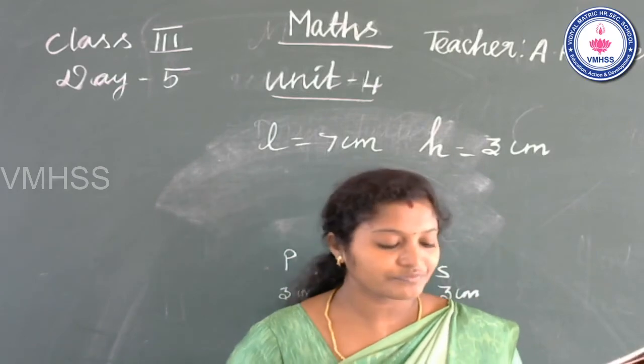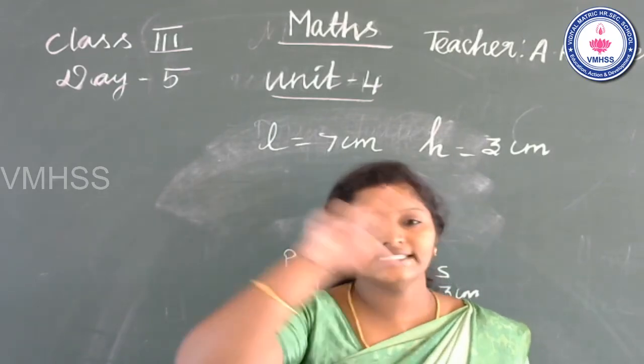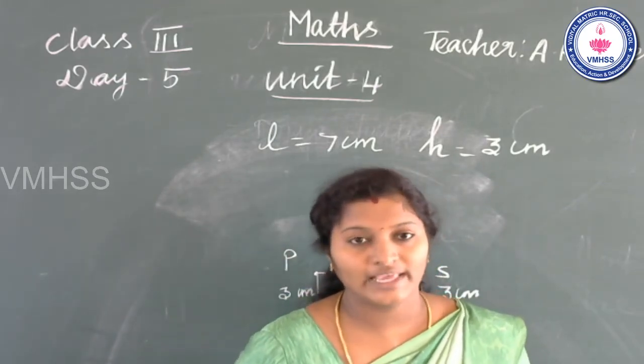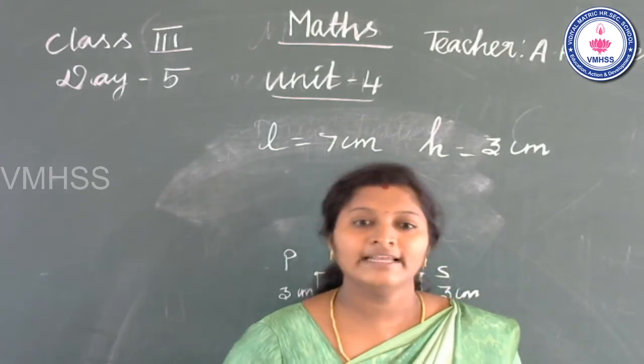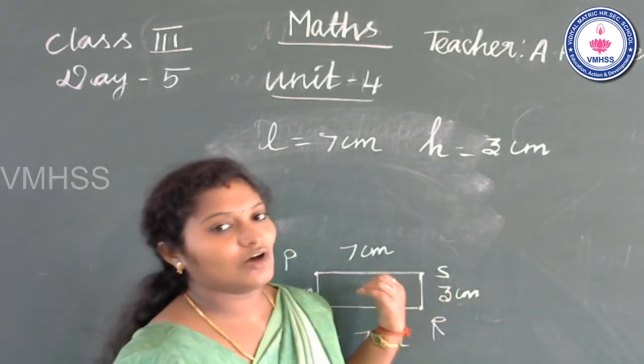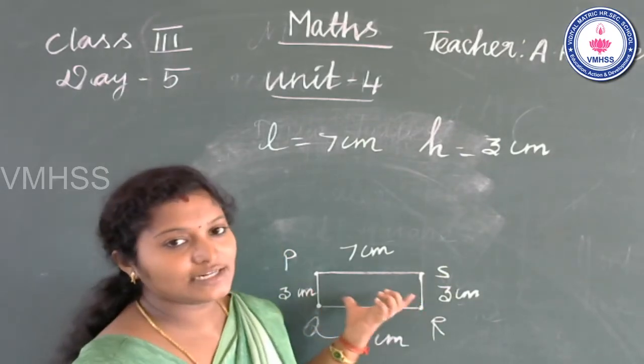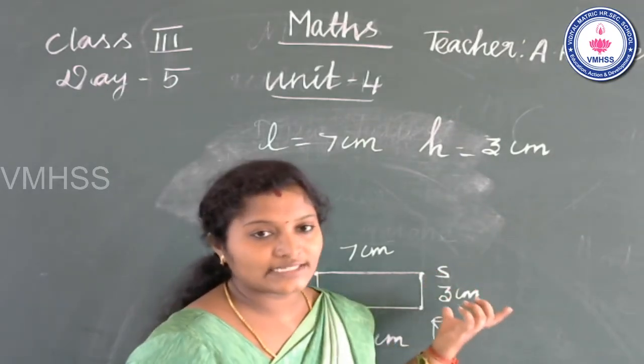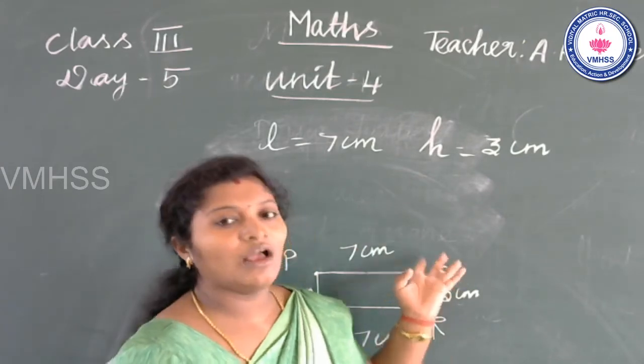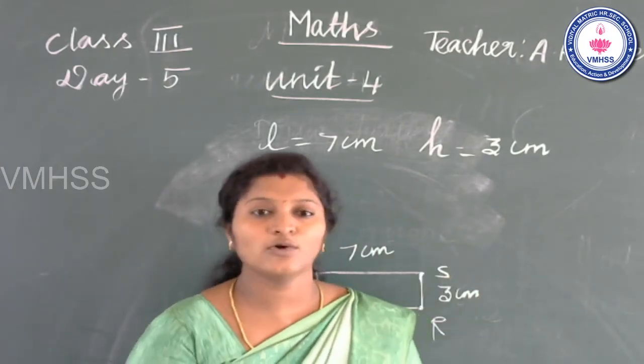Okay, so in a square, all sides are equal. Square means all sides are equal. So this is a rectangle. Opposite sides are equal. So lengths are equal and heights are also equal. Opposite sides are equal for a rectangle. All sides are equal in a square.